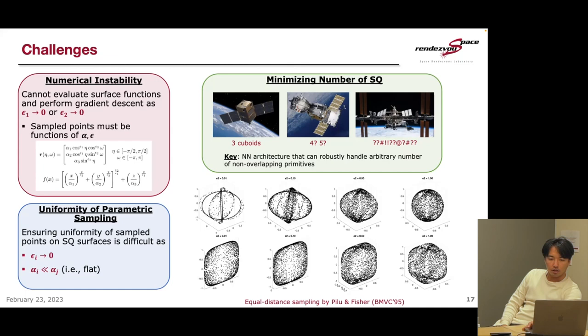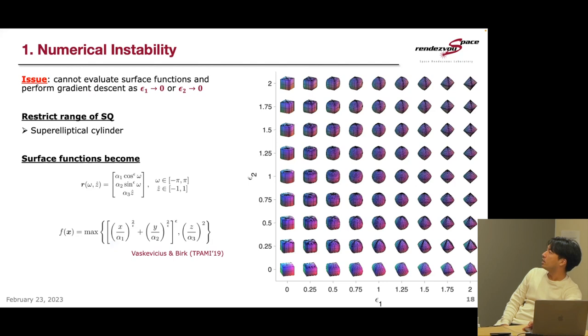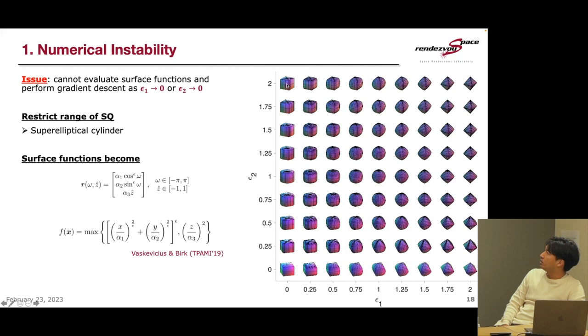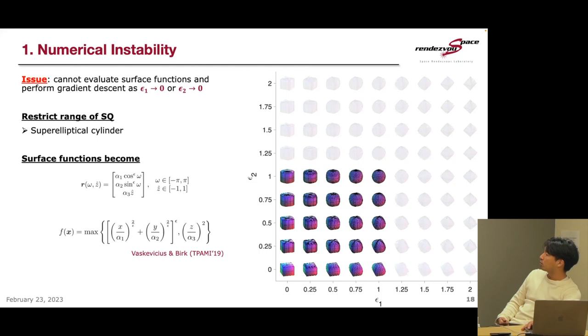So how did I tackle the numerical instability, or these three challenges? The first one is to restrict the range of superquadrics. If you look here, a lot of the shapes that are beyond epsilon equals one are something you barely see in modern spacecraft. Also one note, the difference between epsilon two equals two and zero is that here it is basically an infinity norm, so you have a cube shape, and this is a one norm, so you have a diamond shape. So if you have different lengths or sizes, this is going to become very diamond shapes, which is not something that you see very often in spacecraft. So we can restrict ourselves to this range.